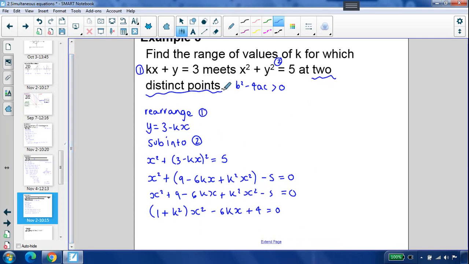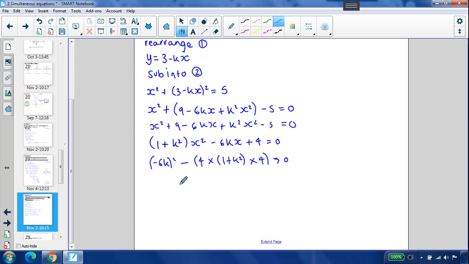So now I'm going to use the discriminant and the fact that I know it's going to be greater than 0. So here I've got b squared, (minus 6k) squared, then I'll have minus 4 multiplied by a multiplied by 4. And that's going to be greater than 0. Minus 6k squared is 36k squared, minus, I've got a 4 multiplied by a 4, so 16, (1 plus k squared), and then that's greater than 0.